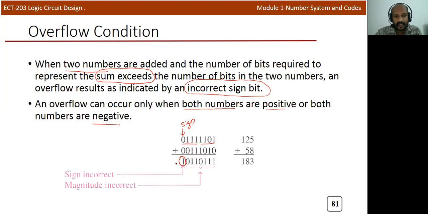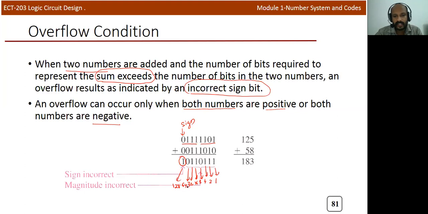The sign is incorrect. In such cases you need to take the sign separately, because we know that both numbers are positive, so the sign will be the same, 0. So this bit we can consider as a magnitude value. So instead of 8-bit, now we need to consider 9-bit. For that, if you write 1, 2, 4, 8, 16, 32, 64, and 128, this is 128, this is 64, this is 32, this is 16, this is 8, this is 4, this is 2, and this is 1.